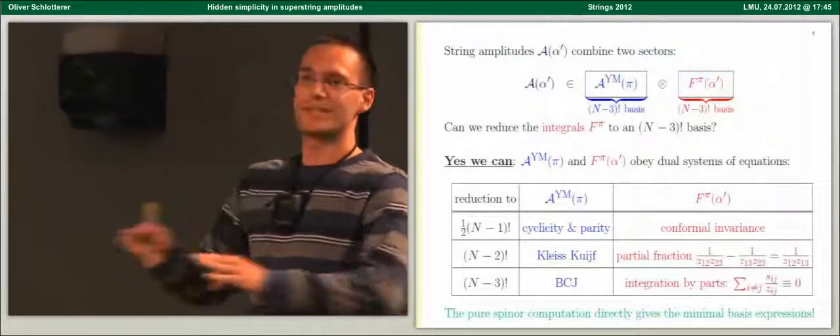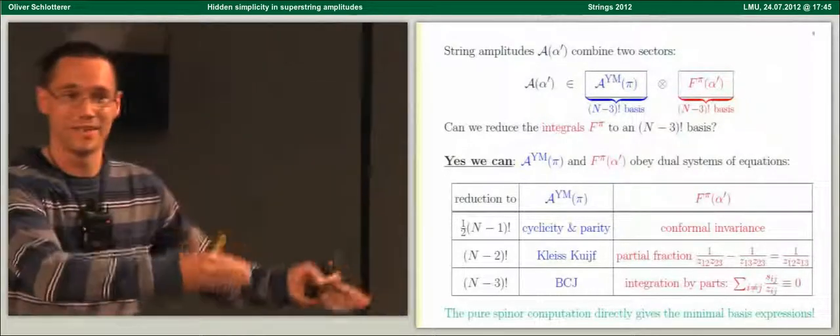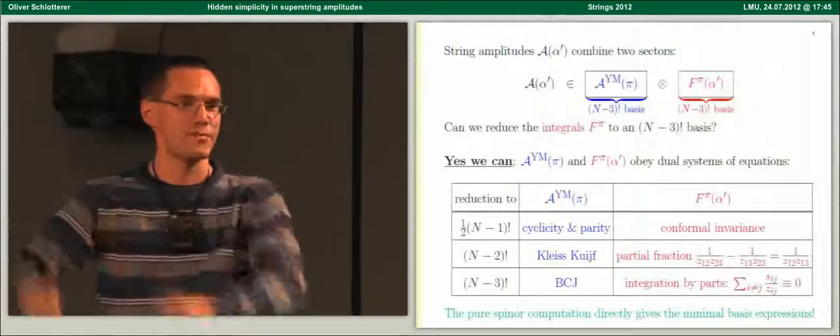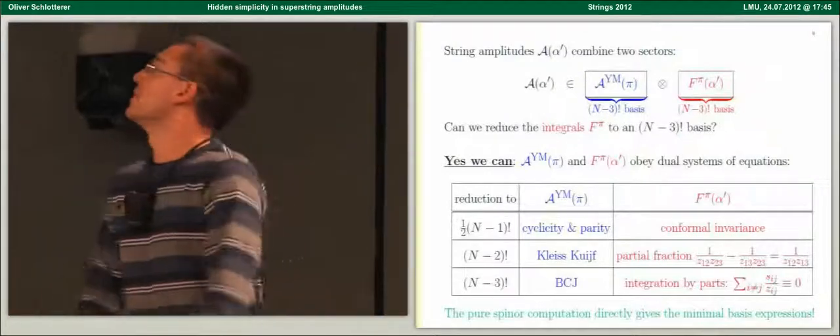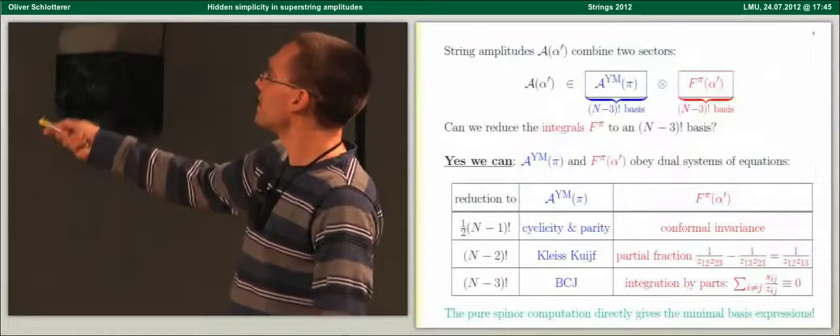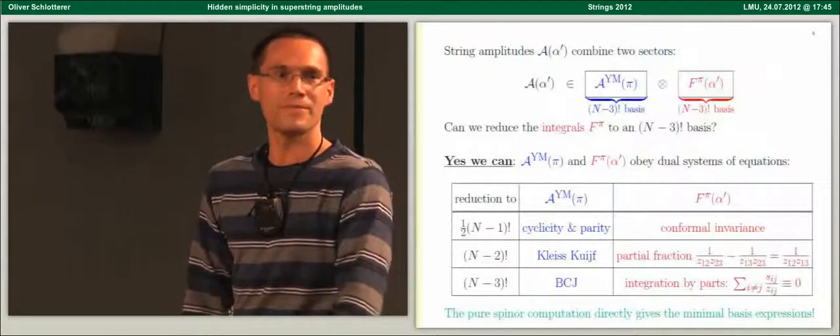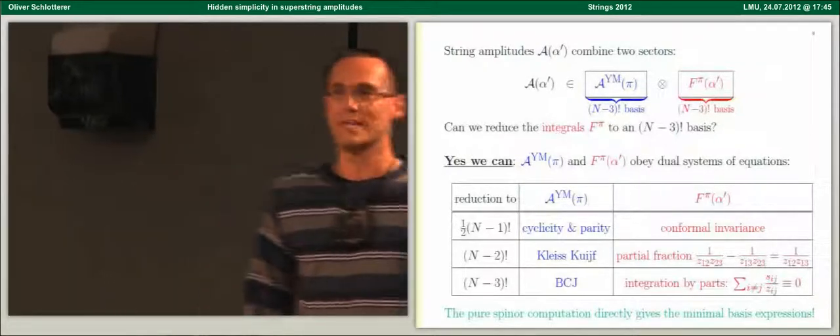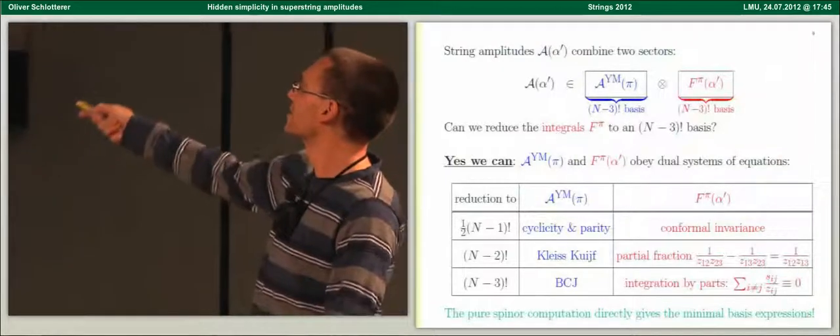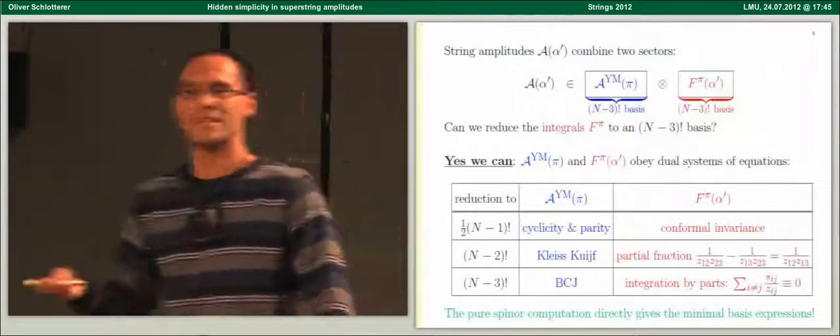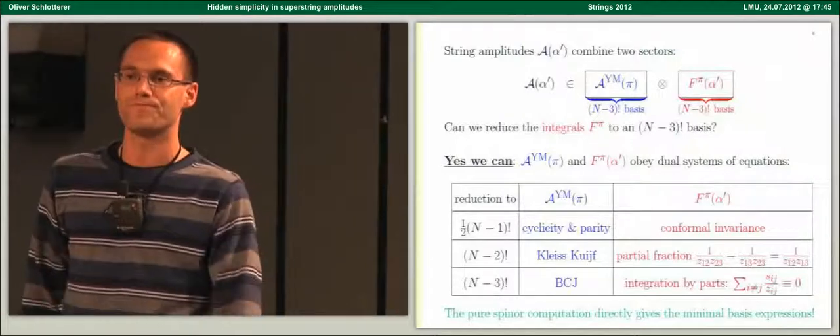There are dual systems of equations that govern the A Yang-Mills on the one hand side and the functions F^π on the other side. So first of all, we have Kleiss-Kuijf to reduce A Yang-Mills to (n-2)!. And the dual identities among the integrals are partial fractions, some very trivial algebraic identity on the level of the integrand.